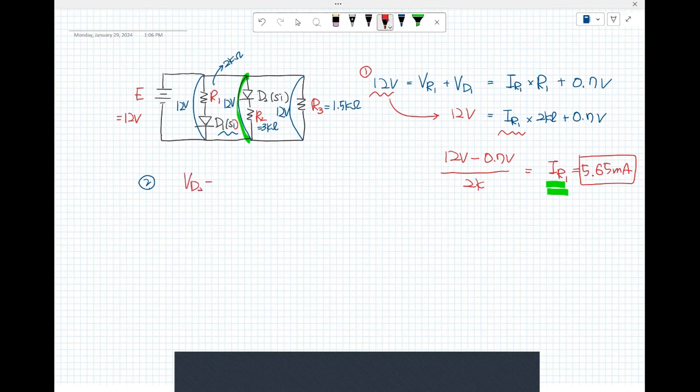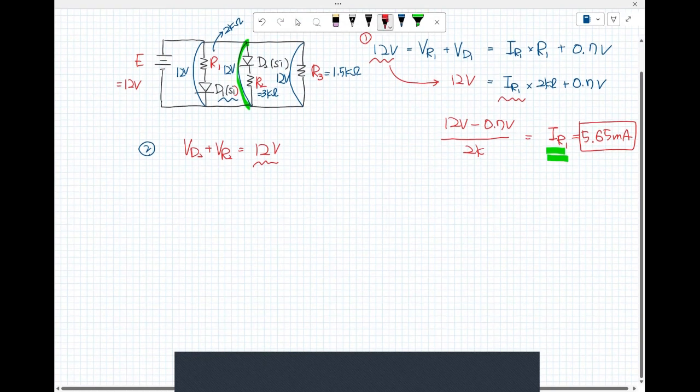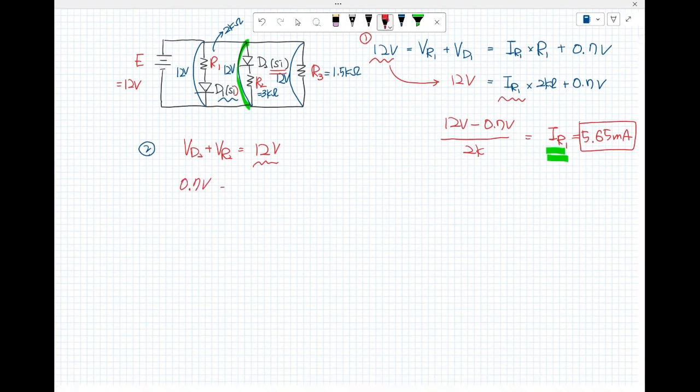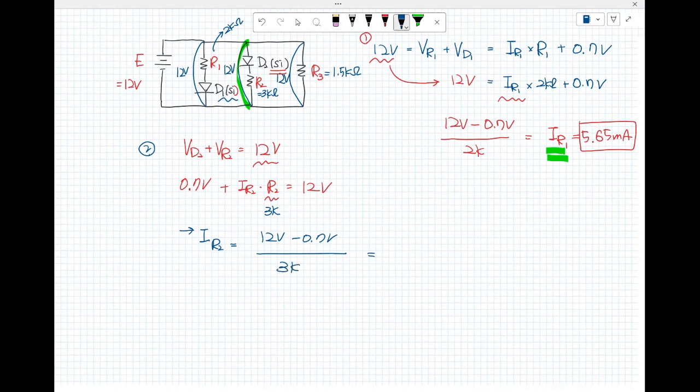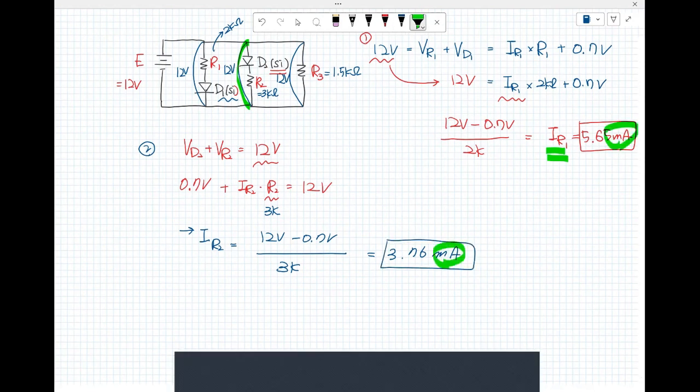And for the second one here, V sub D sub 2 plus V sub R sub 2 is what? The 12 voltage. Now, V sub D sub 2, silicon, is 0.7 volt, and I sub R sub 2 times R sub 2 is 12 volt. And R sub 2 is what? 3 kilo ohm. So now, I sub R sub 2 is 12 volt minus 0.7 volt divided by 3K, so 3000. I'm going to use the calculator one more time. That was 3.76 milliamp. Don't confuse the unit, okay? Don't confuse the unit.